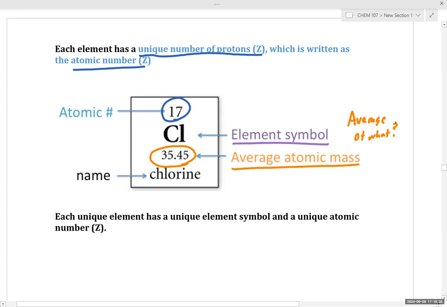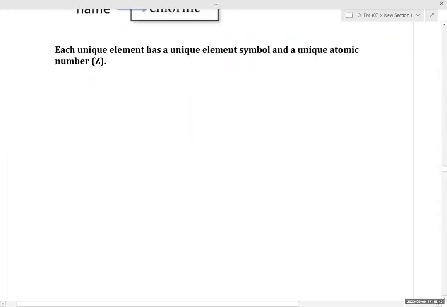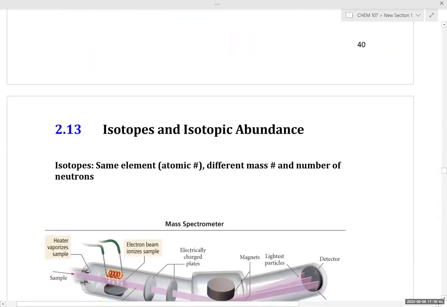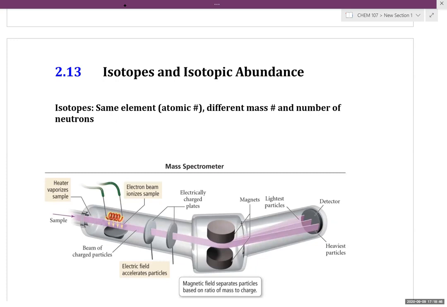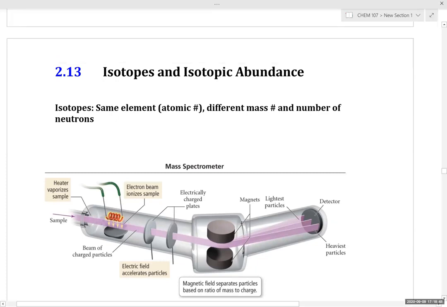And this is where we're going to need to talk a little bit about isotopes in nature. So isotopes and isotopic abundance. Isotopes, as we've seen before, are the same element with a different mass number and number of neutrons. So for example, we can have oxygen 16 and oxygen 18.